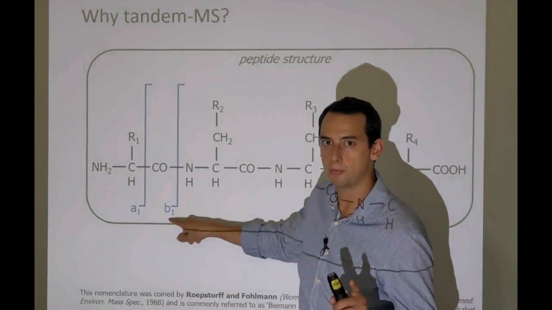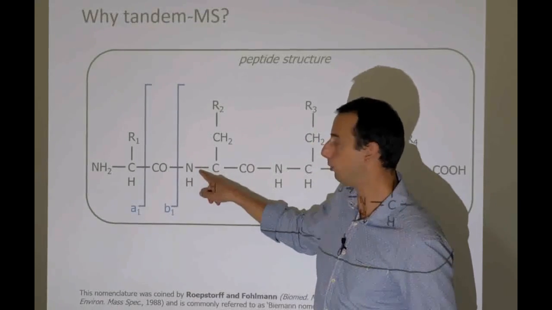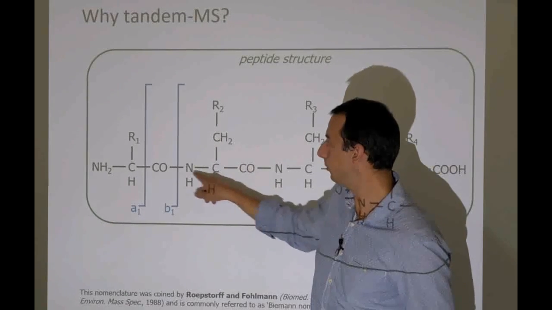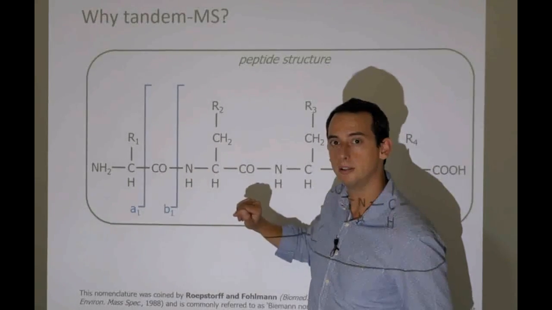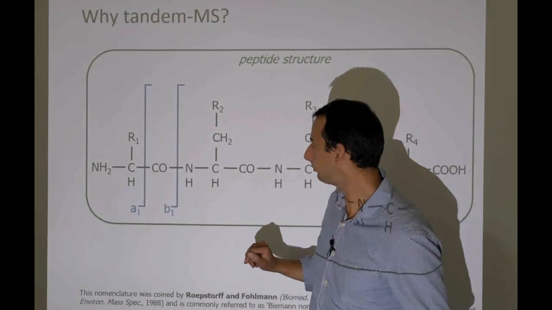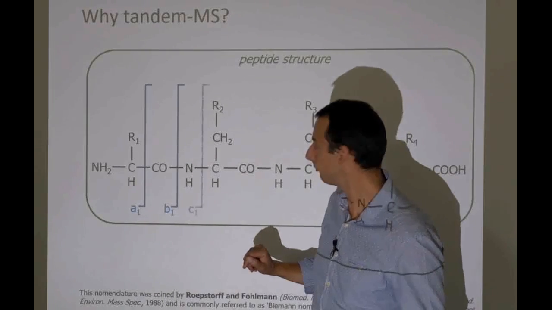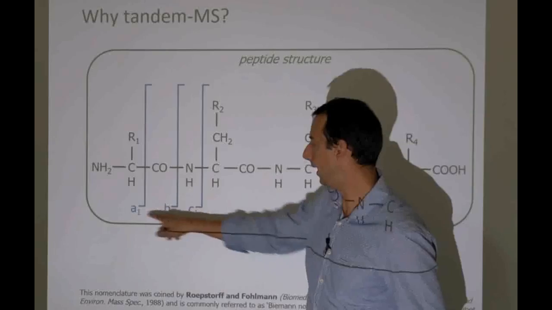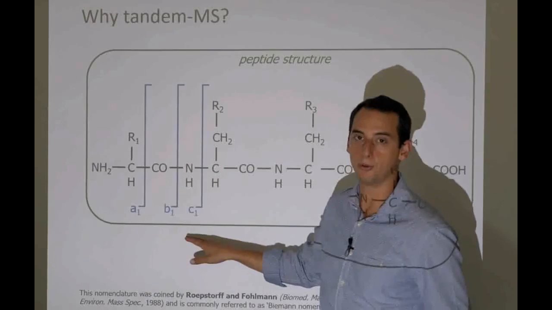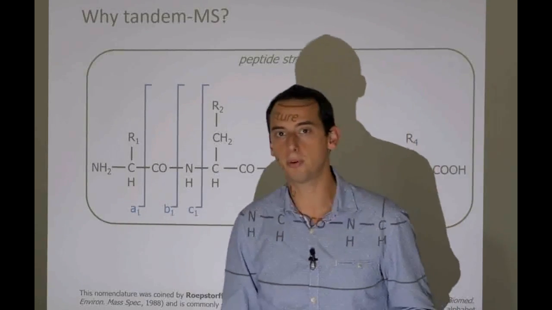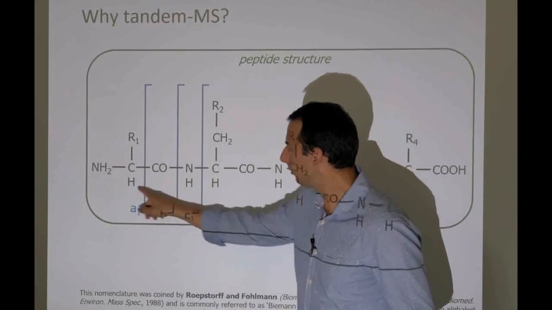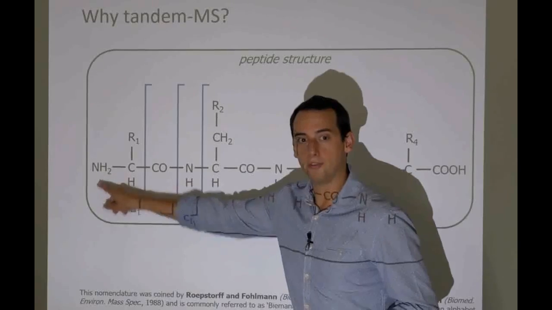Now you can almost, I hope, guess what the name will be of the ion that we get when we break this bond between the central carbon of the second residue and the amine nitrogen of that residue. That bond, if it breaks, will generate a C ion. So A, B, and C for this ion, and this ion. If you know your Roman alphabet, you know exactly where the nomenclature comes from. It's quite simple. Now, these ions are generated with the mature N-terminus.